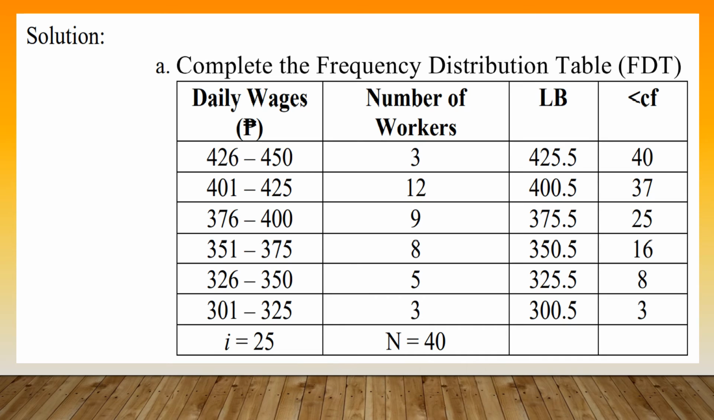To find the cumulative frequency less than, we will start with the lowest number of workers in the daily wages. 3. Just copy 3. 3 plus 5 is equal to 8. 8 plus 8 is equal to 16. 16 plus 9 is equal to 25. 25 plus 12 is equal to 37. 37 plus 3 is equal to 40. This should be the same as n, that is equal to 40.